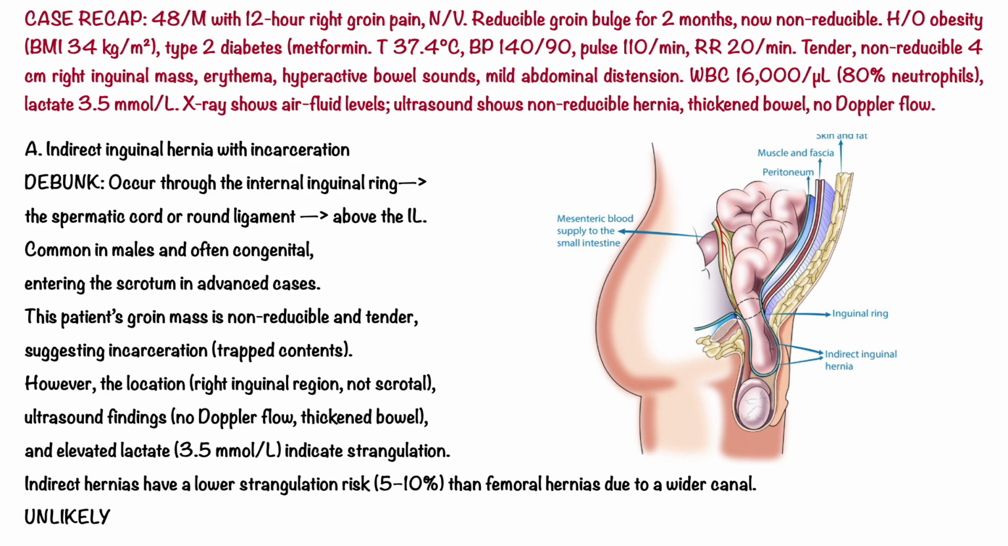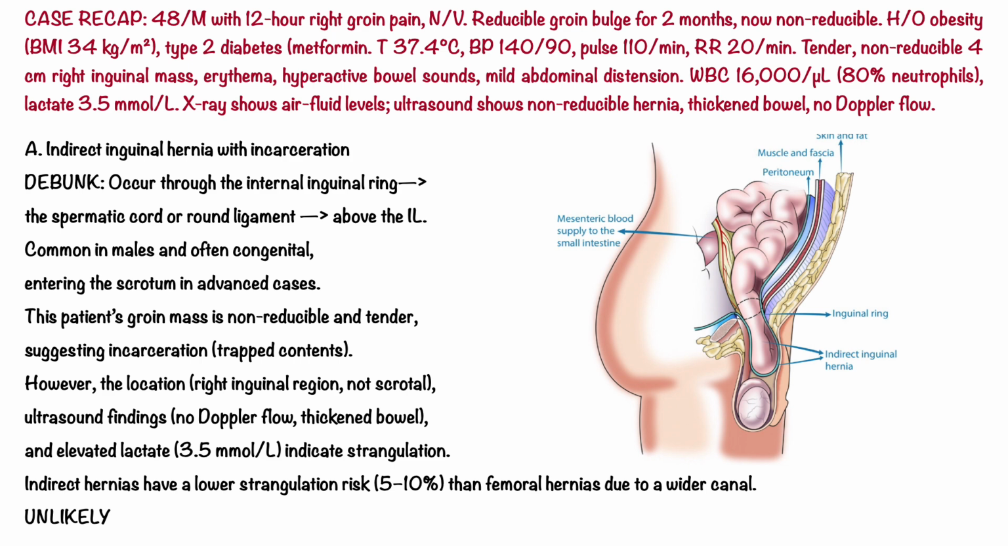So in advanced cases it enters the scrotum, but in this case it is not associated with scrotal involvement, right? It is in the right inguinal region, and the ultrasound findings show no Doppler flow and thickened bowel, and elevated lactate indicates strangulation. So there must be strangulation in place of incarceration, unlike this option. It is very rare, as there is a lower strangulation risk in indirect hernias, almost 5 to 10%, than femoral hernias due to a wider canal. So basically this might not be the case.